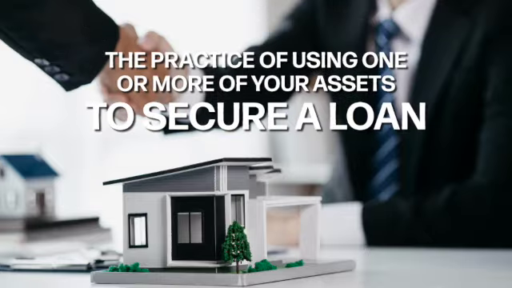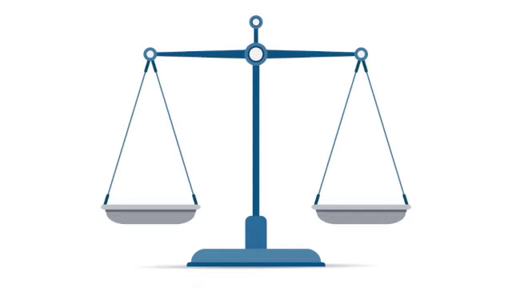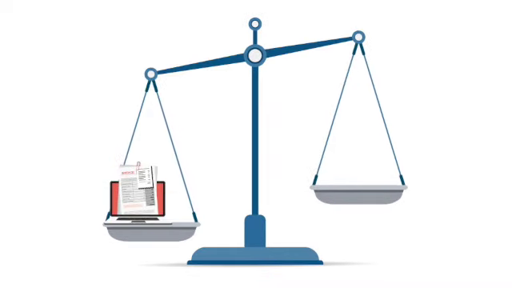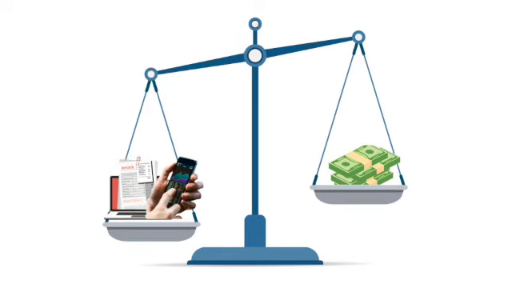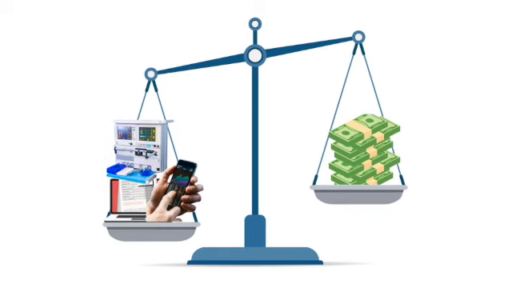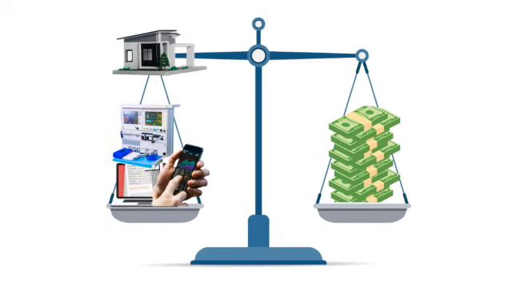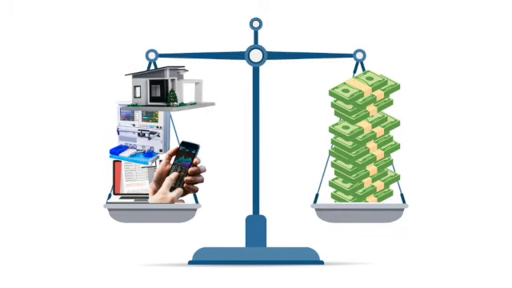Asset-based lending is simply the practice of using one or more of your assets to secure a loan. This asset could take any number of forms. Your accounts receivable, stocks and bonds, equipment, real estate, and more are some of the forms of your assets. Asset-based lending is considered less risky by lenders than an ordinary bank loan or instruments such as credit cards. The reason for this is that a lender is likely to recoup at least some of their money if the borrower should fail to repay the loan.